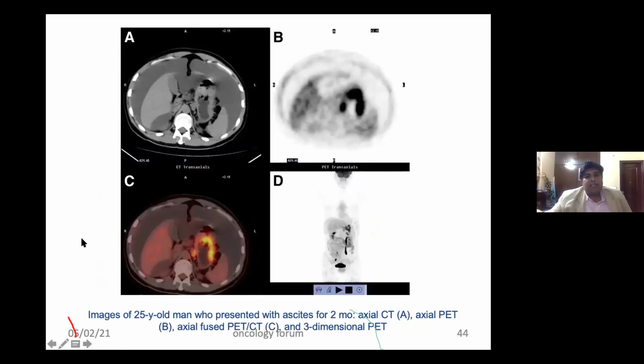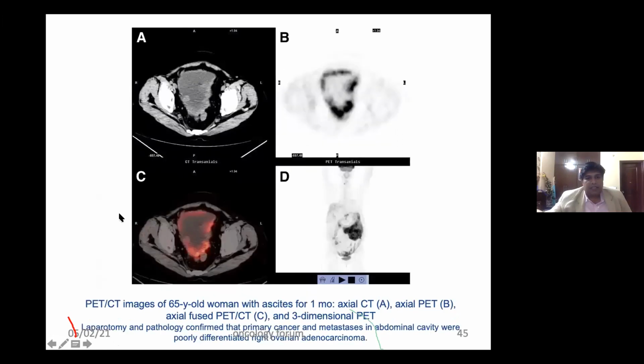Another case, a patient presented with malignant ascites, and PET-CT was performed. It shows a primary in the stomach with ascites and lymph node metastasis. A 65-year-old female with ascites. In this case, actually, PET-CT is not able to find a primary in the patient. After the laparotomy and pathological confirmation, this is basically from the right ovary. This is omental caking with peritoneal deposits and ascites, but PET is not able to find the primary in this patient.